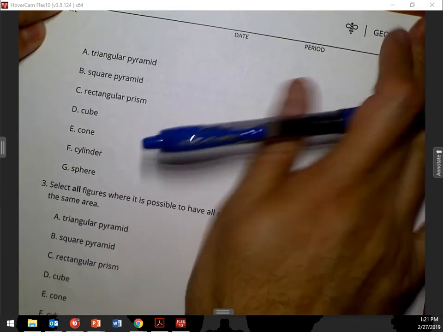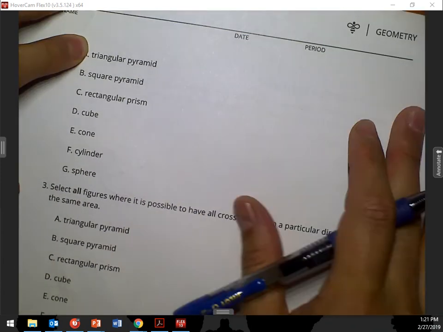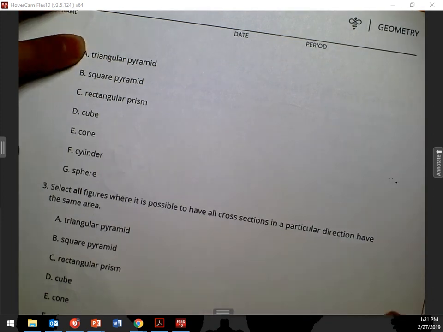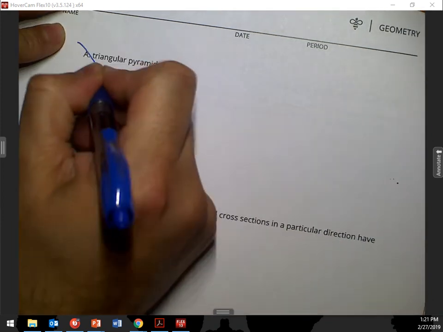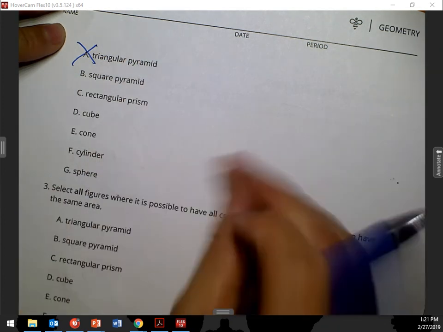Oh wait, here it is. Select all figures which have a cross section that are circles. Do you think it's possible to have a cross section that is a circle of a triangular pyramid? No. Can you take that triangle pyramid and cut it somewhere to actually get that?